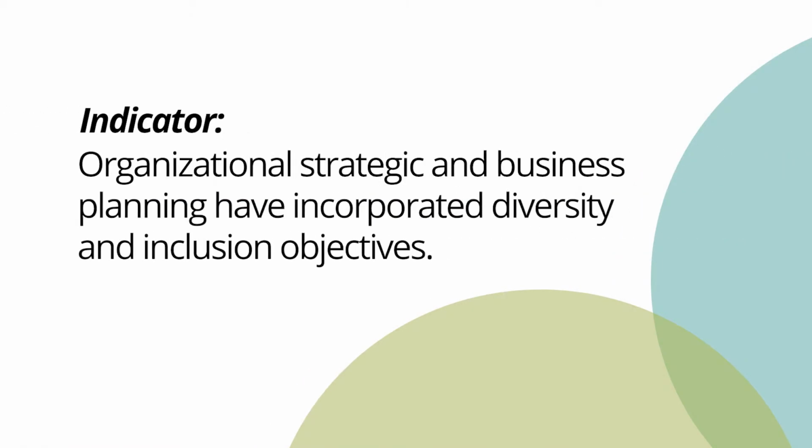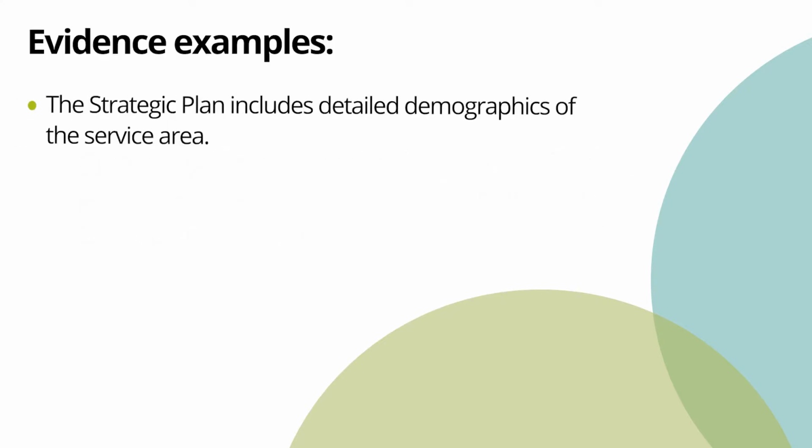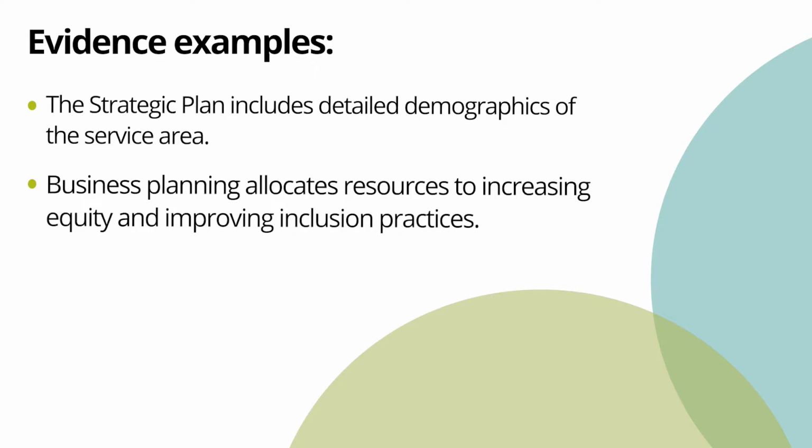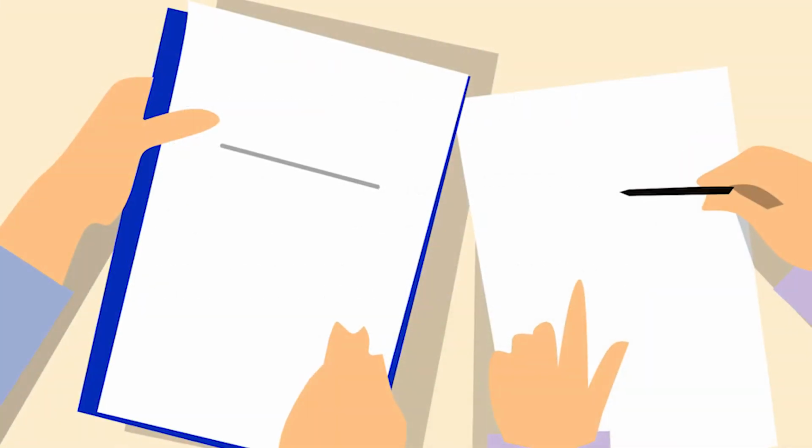Indicator: organizational, strategic, and business planning have incorporated diversity and inclusion objectives. Evidence examples: the strategic plan includes detailed demographics of the service area. Business planning allocates resources to increasing equity and improving inclusion practices. Meeting agendas and meeting notes give evidence that the topics of equity, diversity, and inclusion practices are discussed for the purpose of improvement.